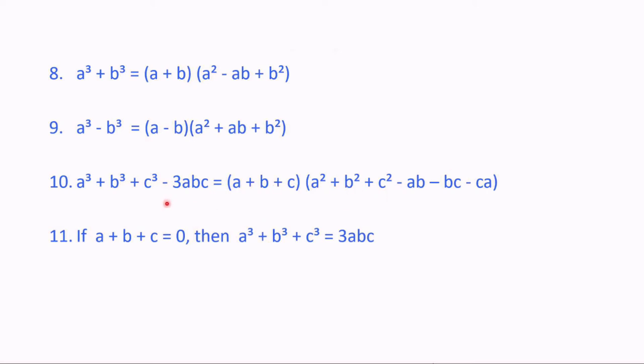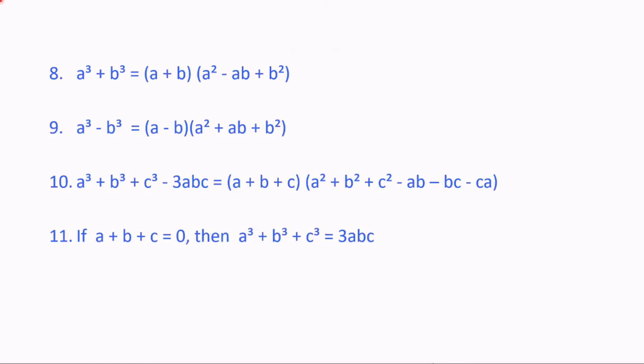When we take this 3abc to the right side, it will be positive. So we can say a cube plus b cube plus c cube equals 3abc. By using this, we can find the values in questions of a cube plus b cube plus c cube. If 3 cubes are given, and the sum of a, b and c is 0, we can directly find the answer by multiplying 3 into a into b into c. Now by applying these identities, we can solve some questions.